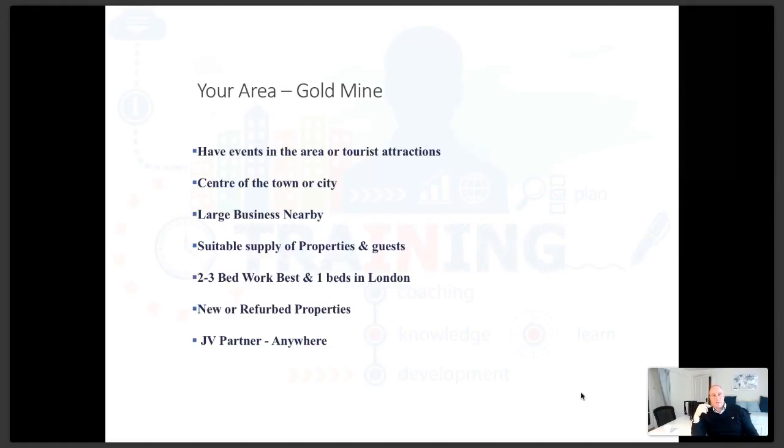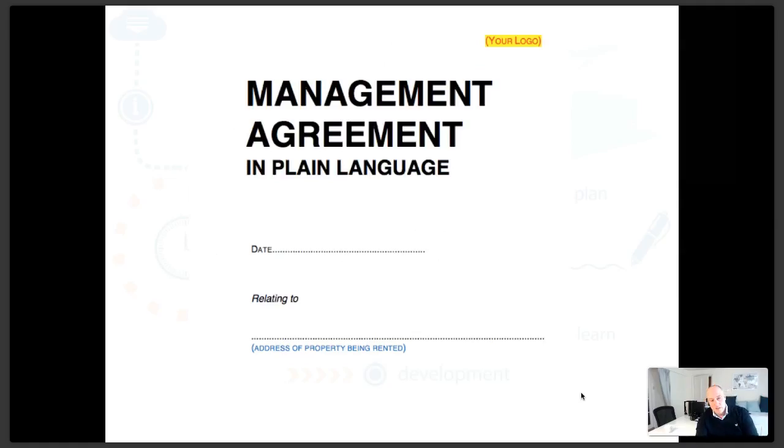If you get a JV partner, in other words, if you want to invest, you can invest anywhere, so you don't have to be close to your area. But you need to know exactly what you're doing with serviced accommodation before you become a joint venture partner. We provide you with all the management agreements. We provide you with like 30 different documents, of which 6 of them have to be done by a solicitor.